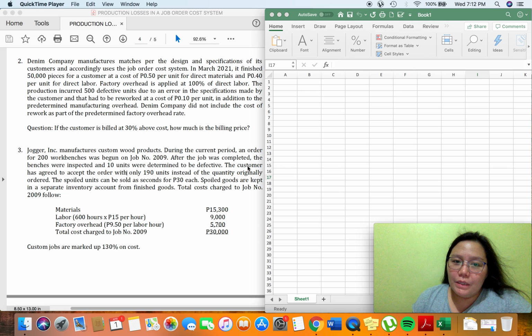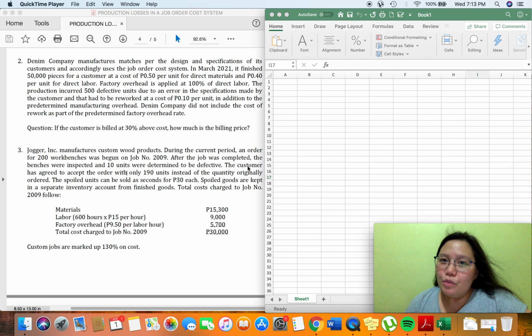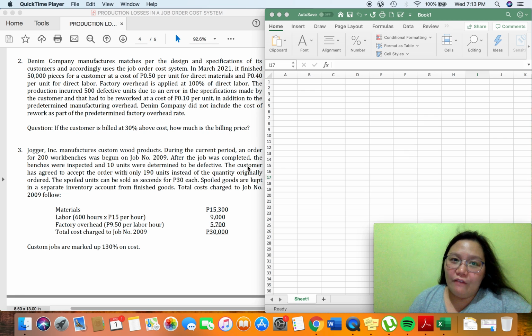So if it is the company's fault, meaning it is a normal occurrence in their production process, therefore the loss will be recorded as part of their actual factory overhead. But if it is the customer's fault because they changed the specification of the order after you have started working on it, then the loss will be added to the cost of the job.